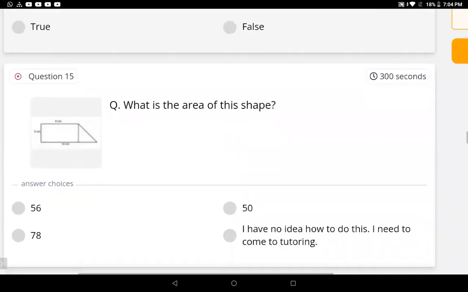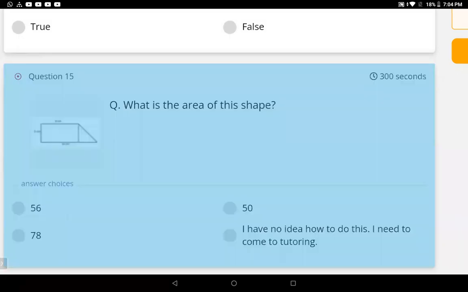Next one, what is the area of this shape? Ma'am, it's a trapezium. Very good. It's a trapezium. Parallel sides are given. You just add up the parallel sides, multiply with the distance between those parallel sides, and you just make a half. Come on, children.